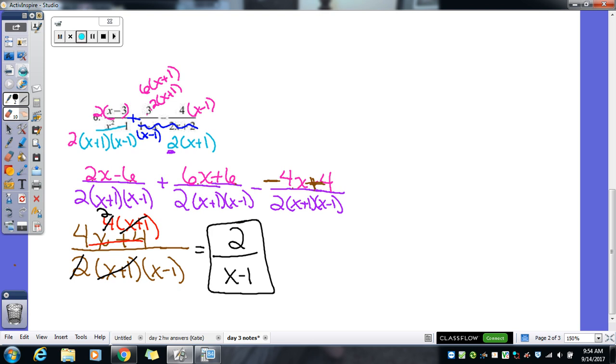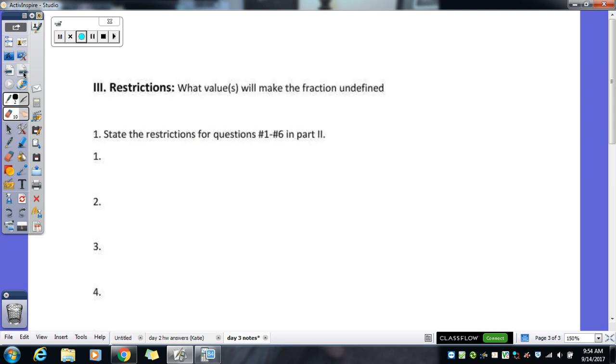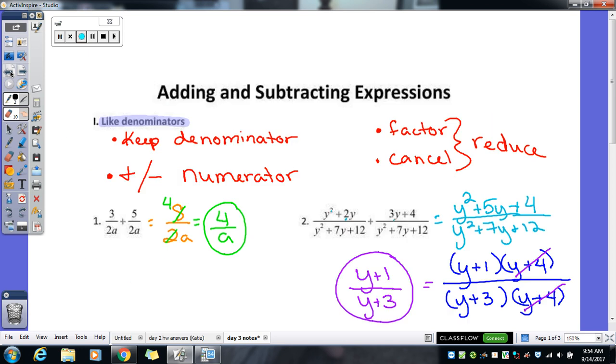So then if we take a look at our last page, what that's saying is there's some restrictions with these fractions. So if you remember last time we practiced finding when a fraction is undefined. So that takes place in these problems we've done. You have to state your restrictions when they're there. So if we take a look at the first problem in part 2. So let's have you flip back in your notes for a second. The first problem in part 2. So it's back on the first page.